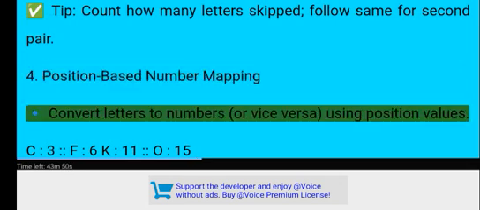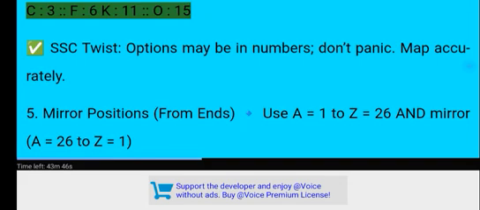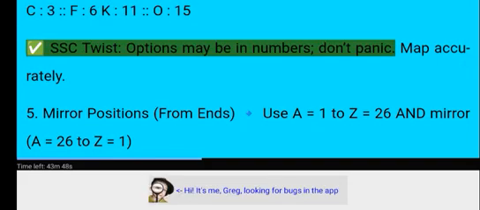4. Position-based number mapping: convert letters to numbers or vice versa using position values. C, 3, F, 6, K, 11, O, 15. SSC twist: options may be in numbers.